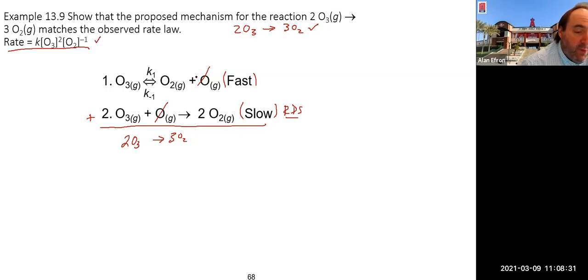So let us write the rate law here for step number 2. For step number 2, the rate law would equal K times O3 times O, just the reactants involved, just like normal. Again, we cannot really compare this rate law to the one found experimentally because, unfortunately, our rate law here contains an intermediate, right?